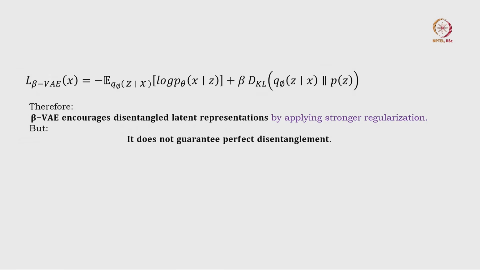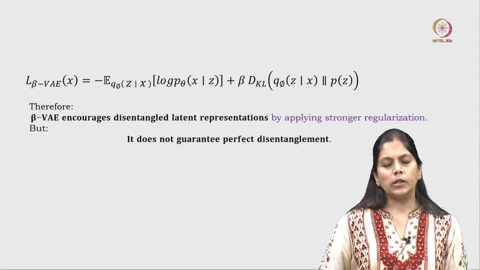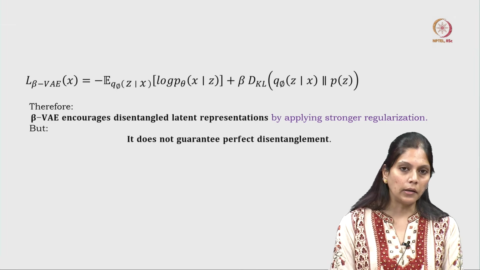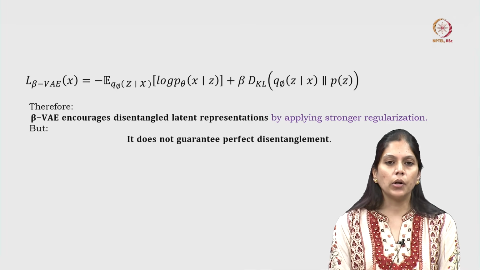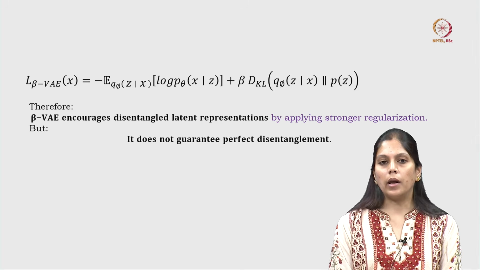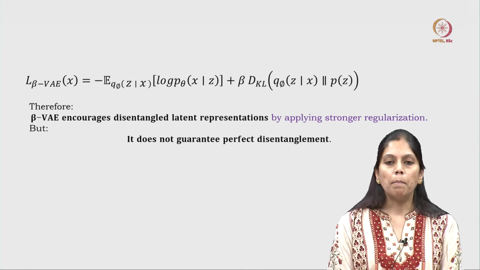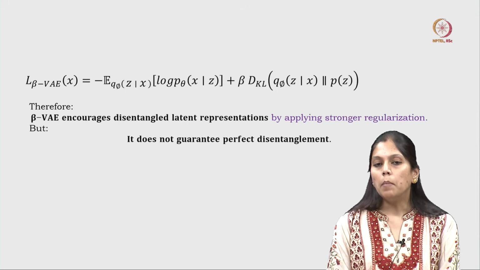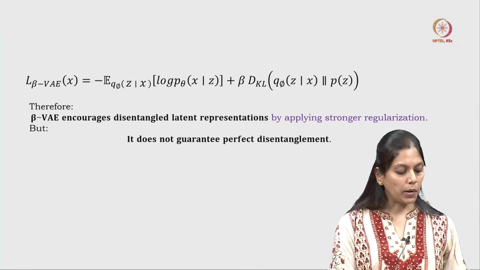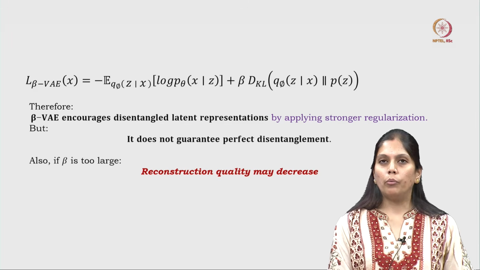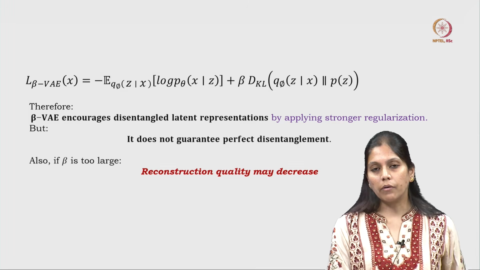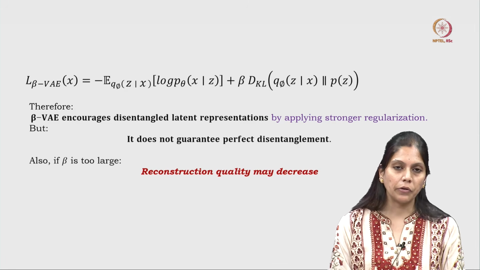Right. So now the next concept here is, just by having the beta term here, are we very sure that the disentanglement is achieved? There is no guarantee that perfect disentanglement is achieved. You are encouraging a disentangled latent space by applying a stronger regularization, but there is no guarantee that you will achieve disentanglement here. Now, can you think, okay, if disentanglement is not guaranteed, can I increase the beta value so that disentanglement is definitely achieved? The answer is no.